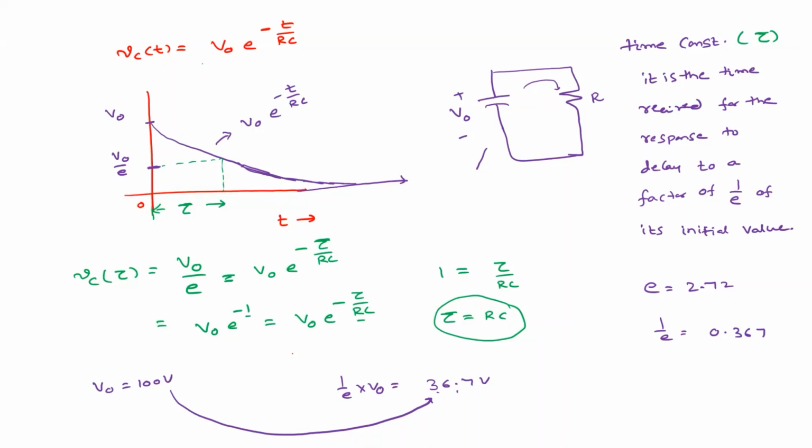So whatever the initial value of that capacitor voltage is, that is reduced to 1 by E times its initial voltage. Understood?